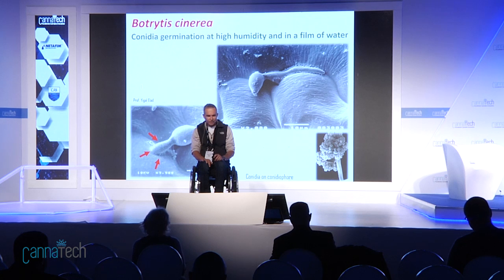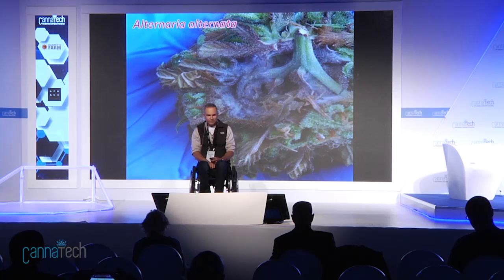Down in the picture you can see germination of the conidia. It's a spore inside of the leaves, and when it goes down to the epidermis, it starts to make the damage. And the other friend is Alternaria alternata.